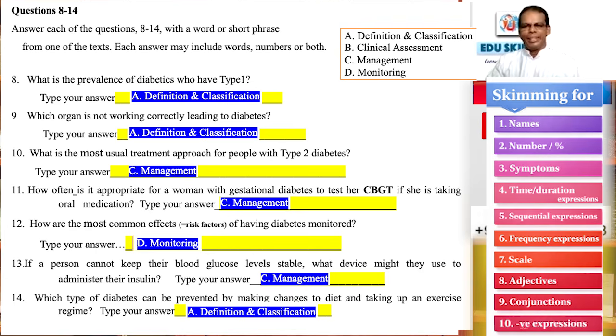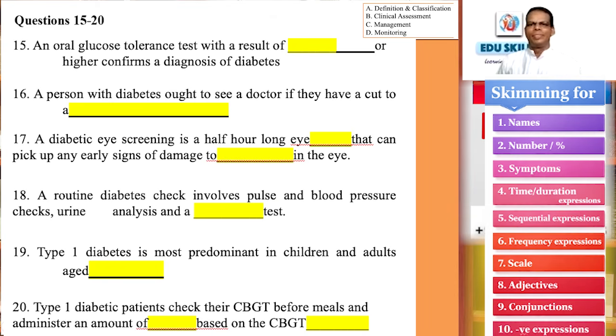So next one, 15 to 20. It is a number. So when you skim through the text, you need a number there. Once you know which test it is and what is required, number means you have to look only for a number there. Nothing else.